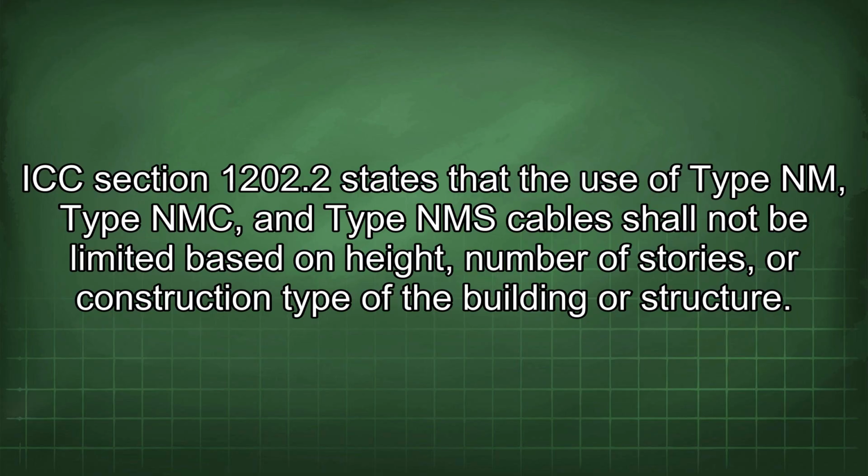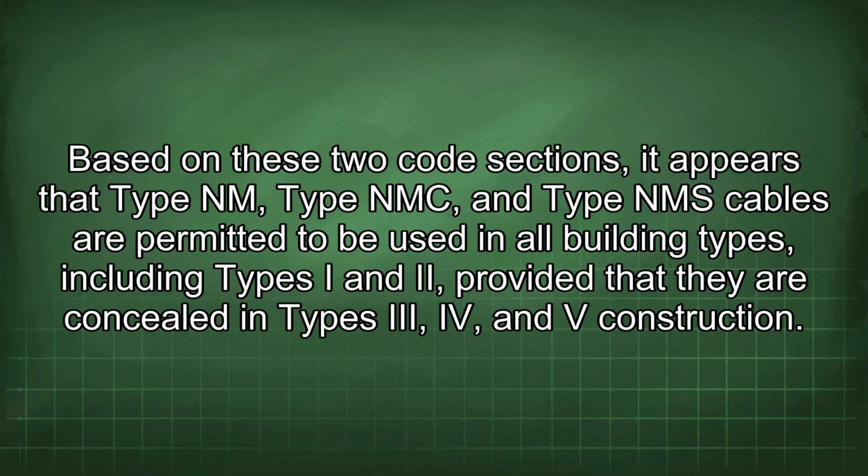ICC Section 1202.2 states that the use of Type NM, Type NMC, and Type NMS cables shall not be limited based on height, number of stories, or construction type of the building or structure. Based on these two code sections, it appears that Type NM, Type NMC, and Type NMS cables are permitted to be used in all building types, including Types I and II, provided that they are concealed in Types III, IV, and V construction.